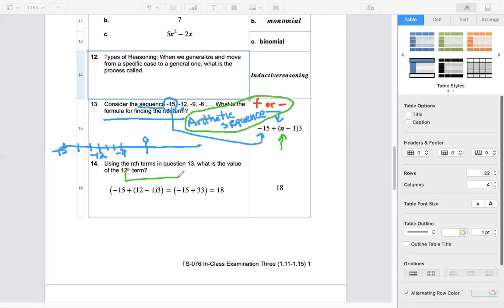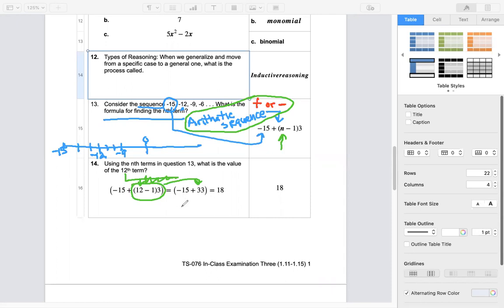So I'm going to just draw an arrow here. It should go right here, okay? It's right there. So n is 12, minus 1, times the number we're adding each time, 3. 12 minus 1 is 11. By the way, remember the order of operations, do what's in parentheses first. 12 minus 1 is 11, times 3 is 33. So right here, 12 minus 1 is 11, times 3 gets me 33, plus negative 15, okay?